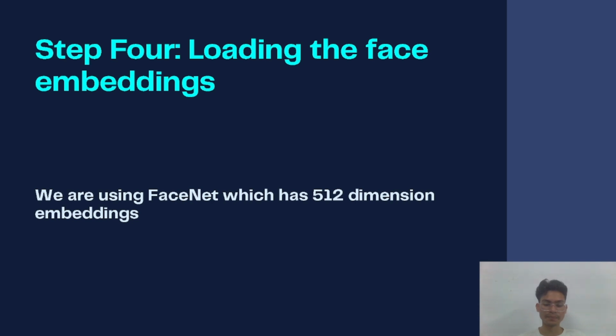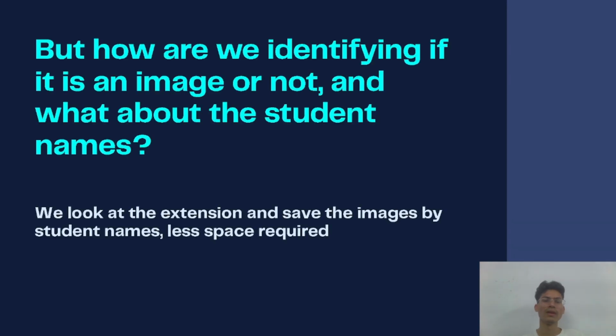And talking about a very simple point, how we identify among all the files which are images: we look at the extension, if that is JPEG, JPG or PNG. And for names, I look at the image name, simply because that saves space. So as I've said, we look at the extension and save the images by student names, which requires a little bit less space.